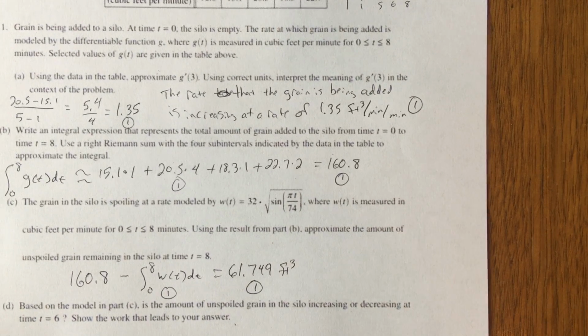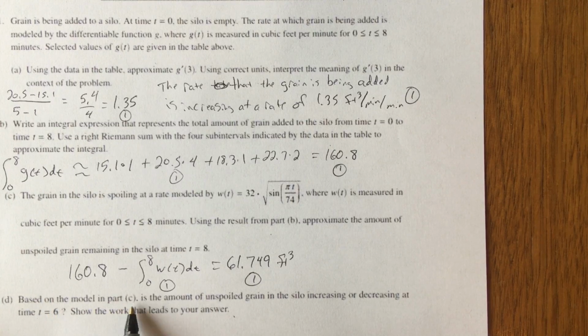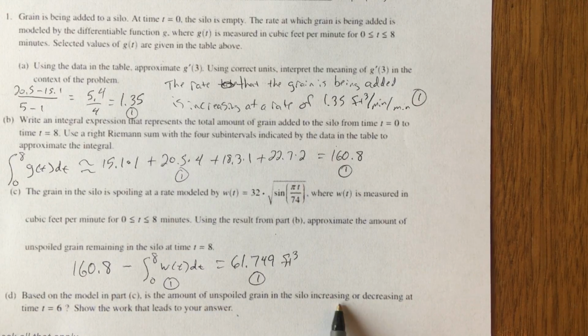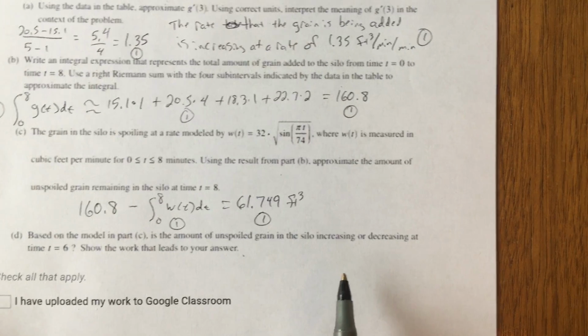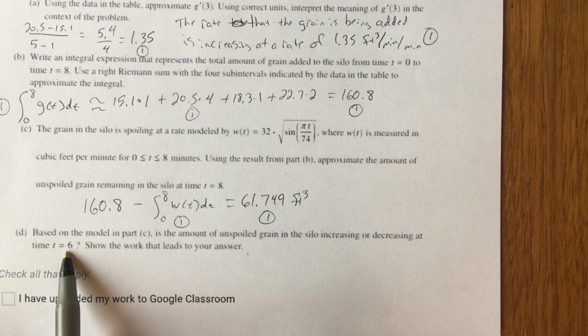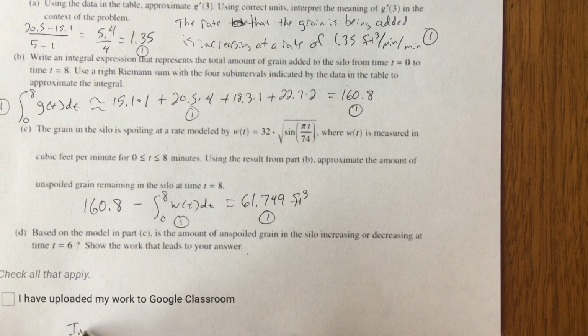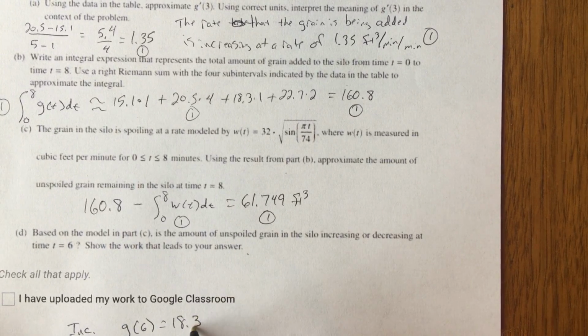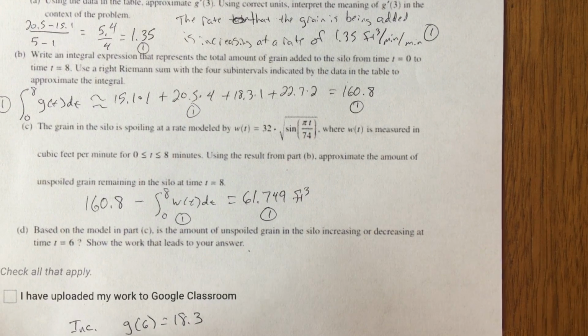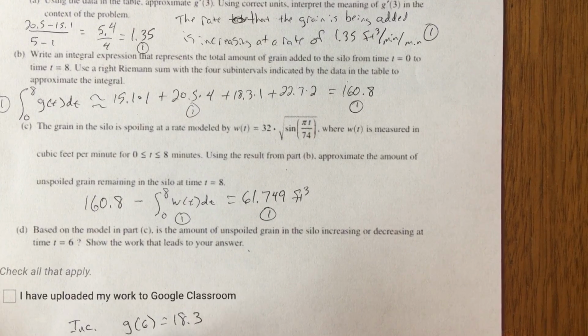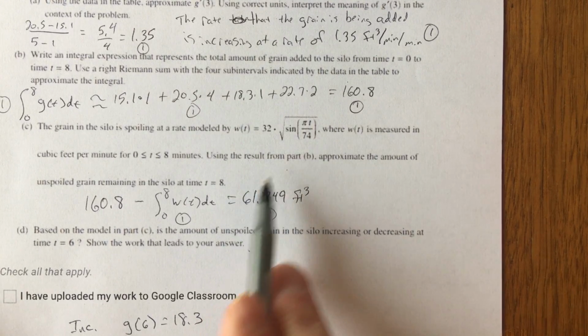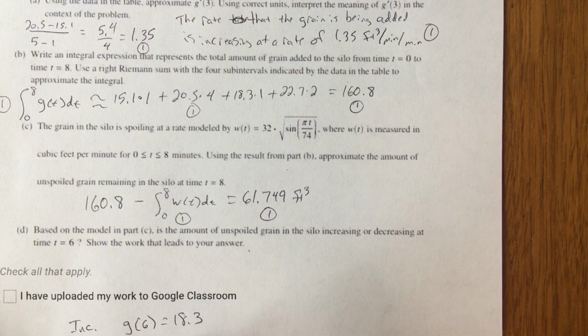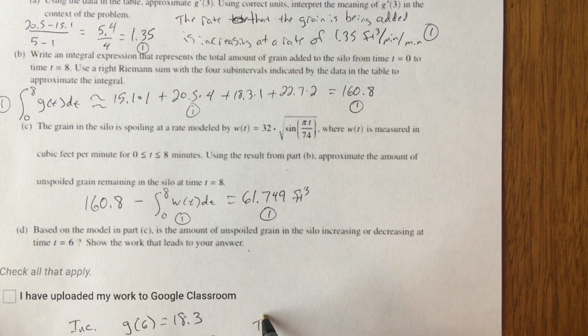And then D, based on the model in part C, is the amount of unspoiled grain in the silo increasing or decreasing? So we know the rate that it's increasing at 6. The rate that it's increasing is G of 6, which is 18.3. We can find the rate that it's spoiling. That's W of 6. So I put 6 into W and calculate, and you get 16.063.